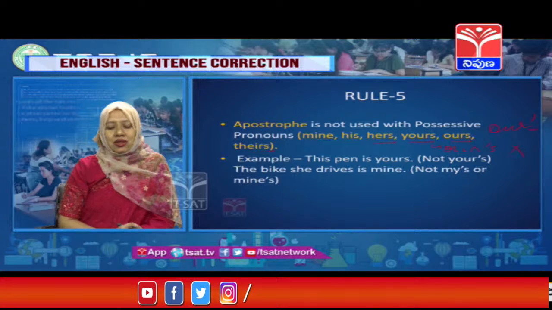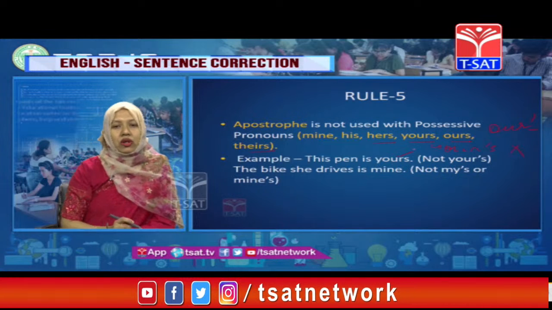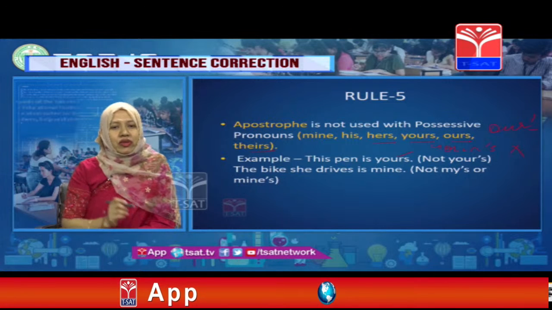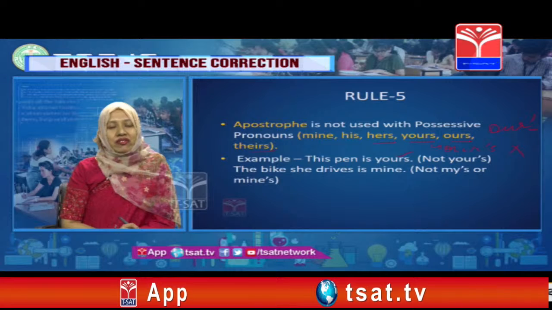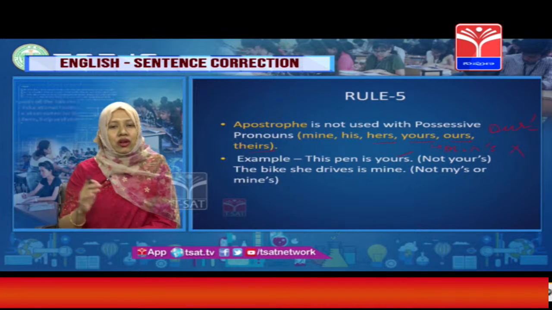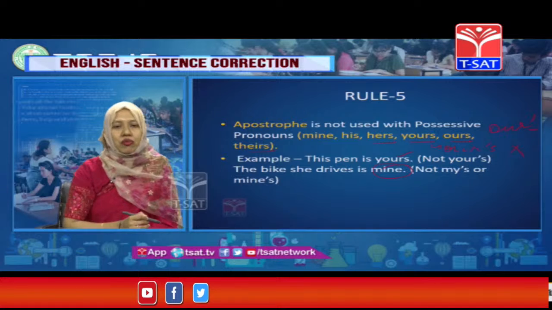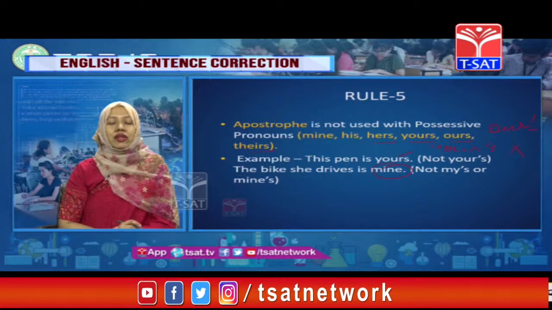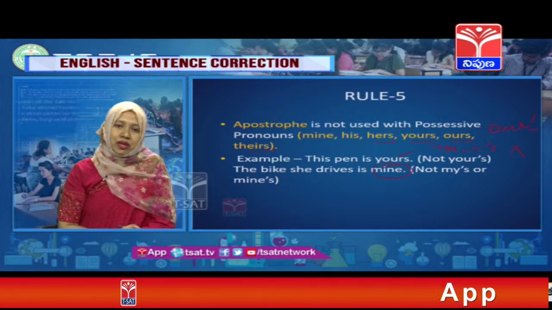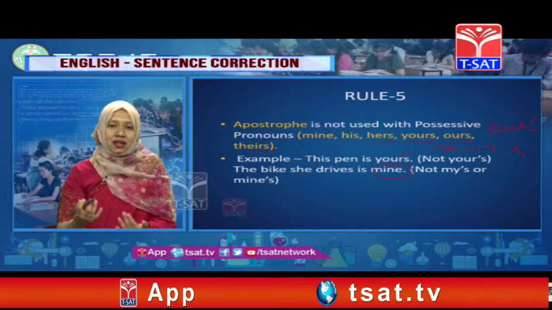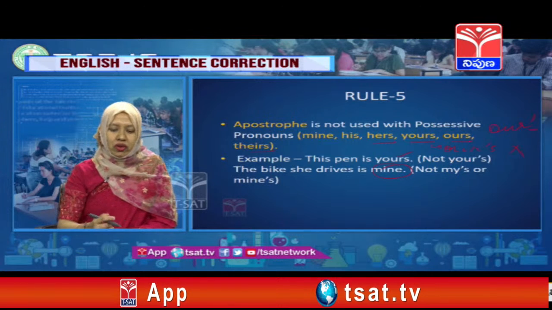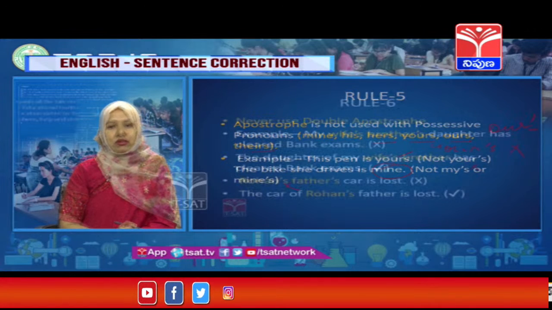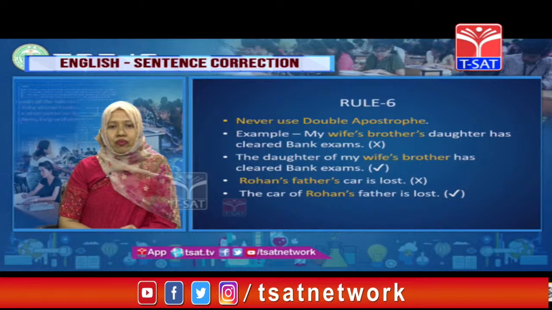For example, the pen is yours. Always use it without an apostrophe. This is the correct way of writing. Writing yours with an apostrophe is wrong. The bike she drives is mine. Here you are referring to mine. Mine is the possessive pronoun. So here you cannot say mice or mines. Most of the native speakers make this mistake by saying it is mines, which is wrong. Never use mines or mice. It is mine. Now let us look at the next rule.